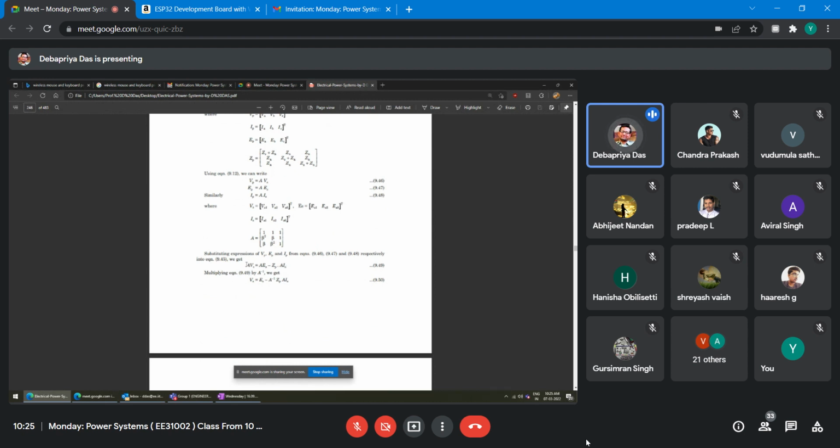Multiply both sides by A inverse. If you multiply both sides by A inverse, this will be VS is equal to ES minus A inverse ZP A into IS.